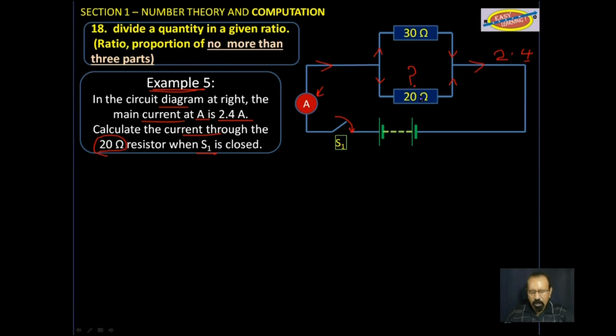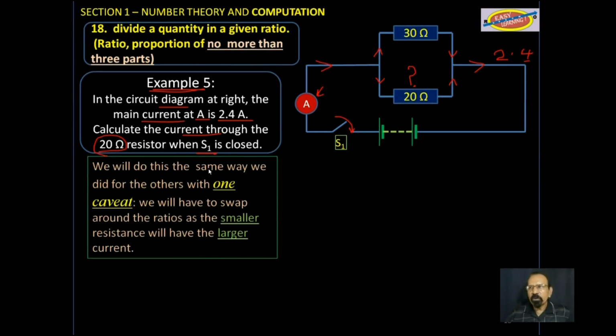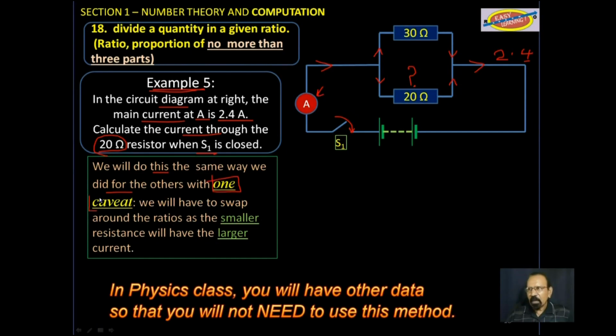All right. You may think we will do it the same way. We will, but with one major difference. We will do this the same way we did for all the others, with one caveat, and that is to say, we will swap around the ratios so the smaller resistor or resistance will have the larger current, which is common sense, right? If you have less resistance, then more current will flow through it. So we follow the procedure.